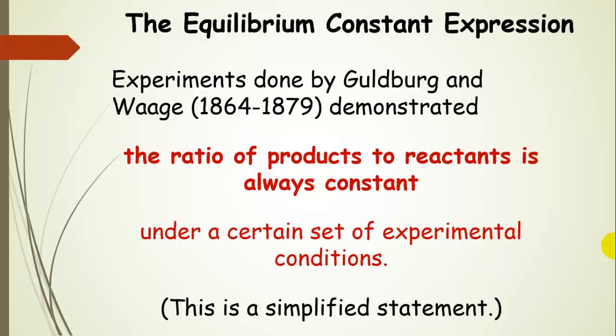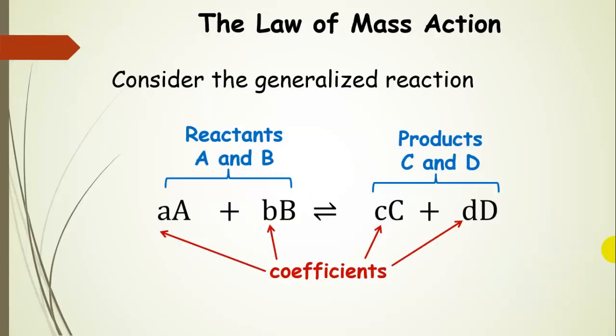Experiments done by two scientists, Guldberg and Waage, demonstrated the ratio of products to reactants is always constant. So this is under a certain set of experimental conditions. Now, I've simplified this statement a little bit to get rid of some extra verbiage, but the bottom line is under a certain set of experimental conditions, the ratio of products to reactants is always constant.